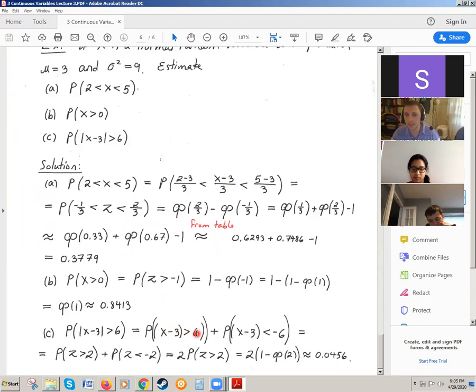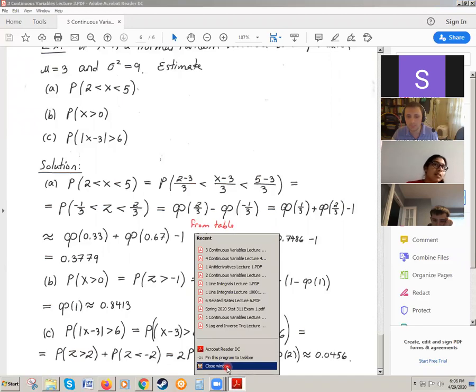The final question is we have the absolute value of x minus 3 bigger than 6, which means that either x minus 3 is bigger than 6 or x minus 3 is less than minus 6. I then get the probability that z is bigger than 2 and the probability that z is less than minus 2. So you see, when you convert, if you do have to use the table, you have to end up with the probability that z is less than or equal to a positive number. So that makes sense? Good. And then you calculate and you get the number. Good. So let's move on to the next lecture.